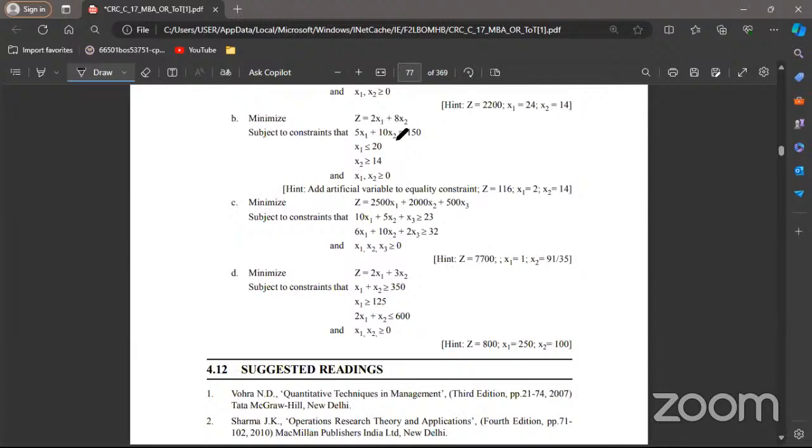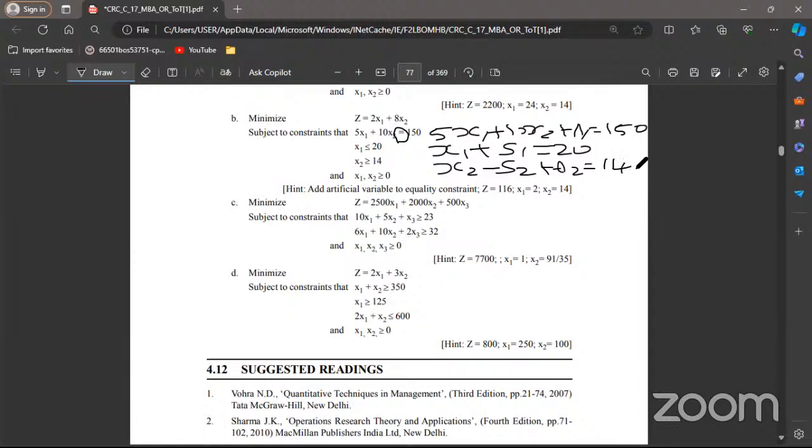If it is an equal-to constraint, we still add an artificial variable: plus A1 equal to 150. If it is less than or equal to, add a slack variable. If it is greater than or equal to, subtract a surplus variable and add an artificial variable. This is how we have to proceed. Is that clear? Yes.